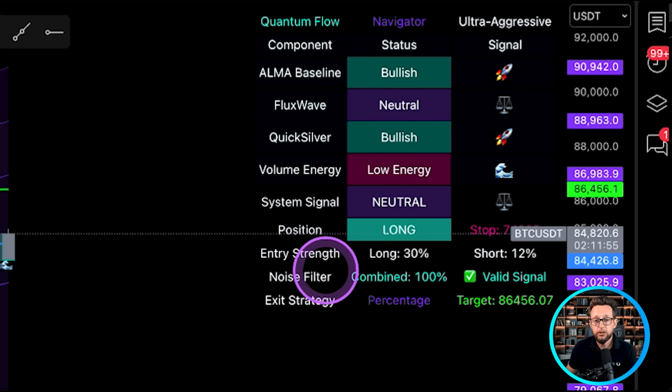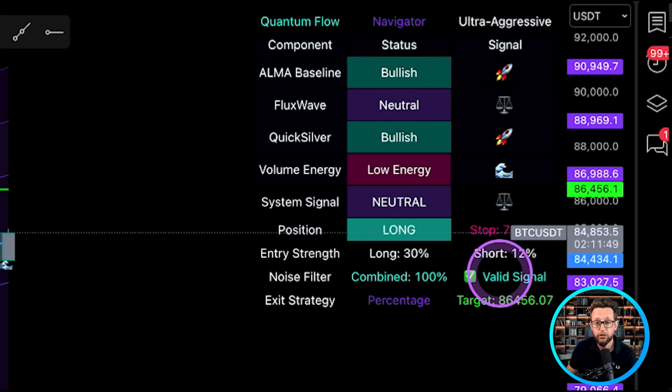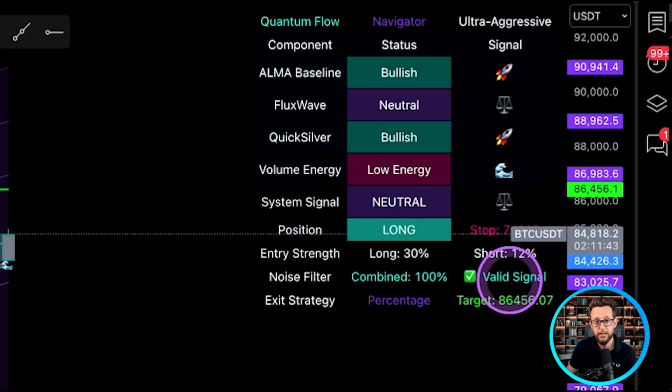We also have the strength of the signal down the bottom here, and I've also added some noise filters which I use a lot in my trading strategies, which help us to qualify our entries and make sure that we're actually only taking the best signals.